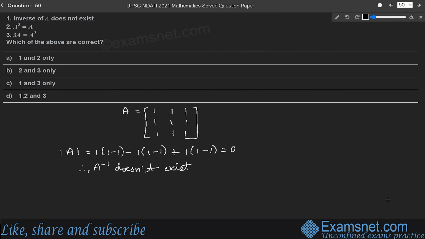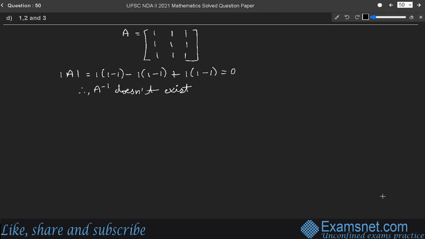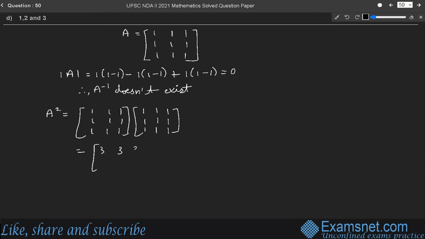Now let us find the value for A square. A square will be 1 1 1, 1 1 1, 1 1 1 into 1 1 1, 1 1 1 and 1 1 1. So when we multiply it, we get the value of A square as 3 3 3, 3 3 3, 3 3 3. So we can write it as 3 into A. Yes, we can write it.